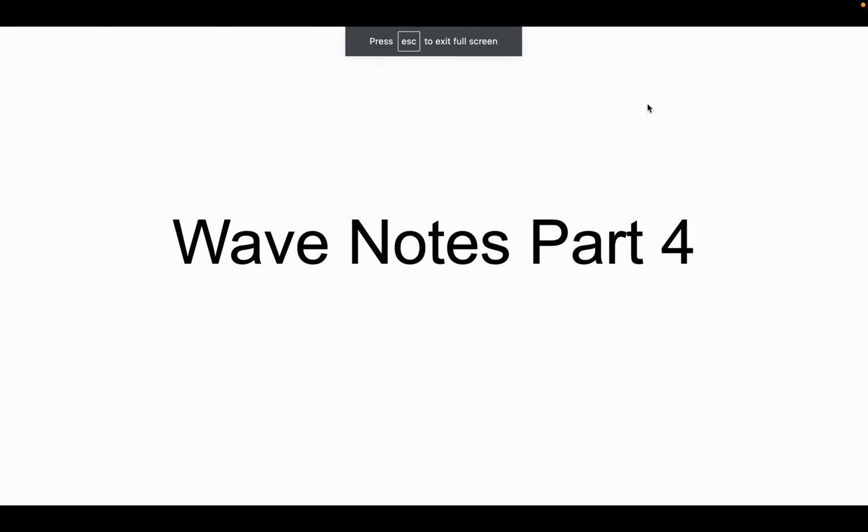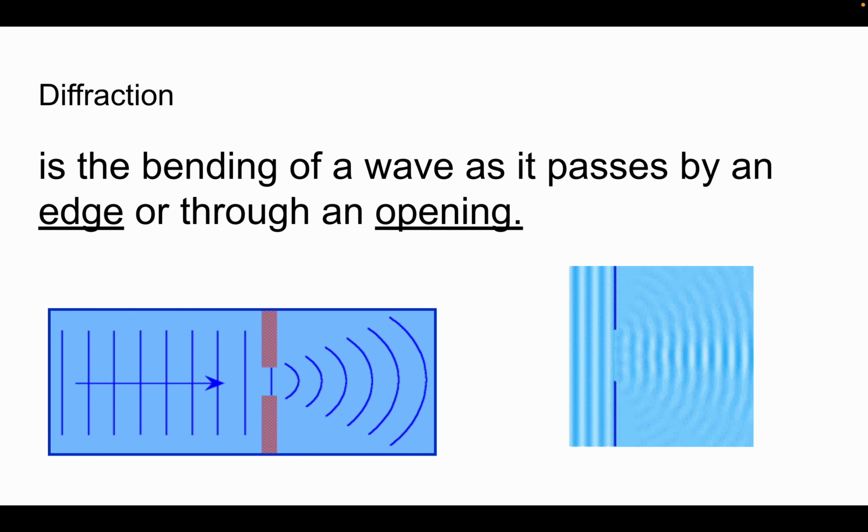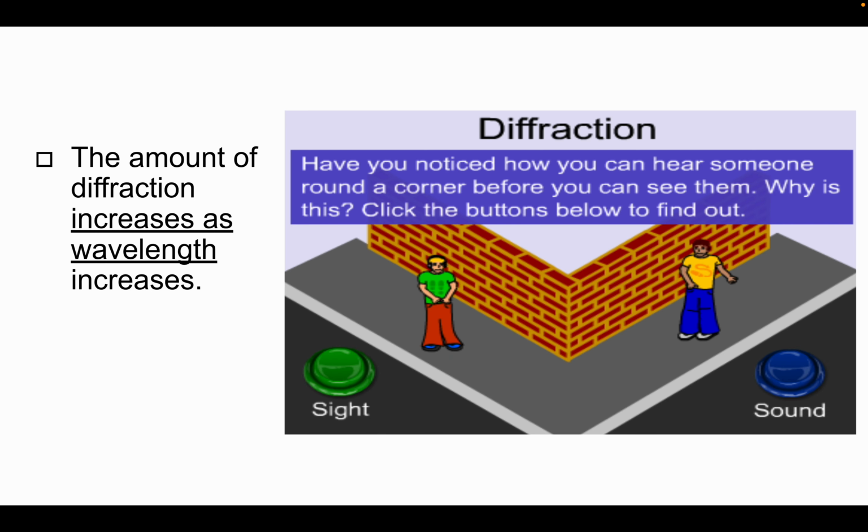Notes Part 4. This is going to be about diffraction and interference. First, we need to define diffraction. Diffraction is the bending of a wave as it passes by an edge or through an opening. So the amount of diffraction increases as the wavelength increases.